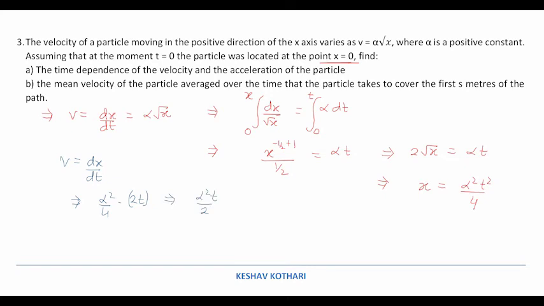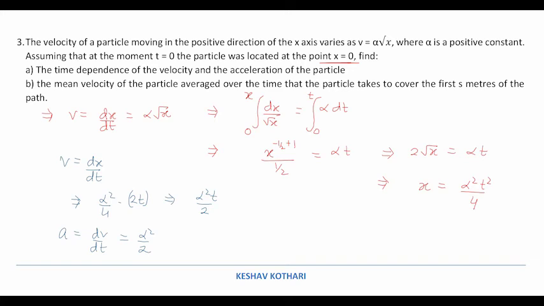And the value of acceleration can be written as dv by dt. We obtain it as alpha square by 2. So for the first problem, we are looking for the time dependence of the velocity and acceleration of the particle. So velocity is equal to alpha square t by 2, and acceleration is coming to be constant, alpha square by 2, independent of time.